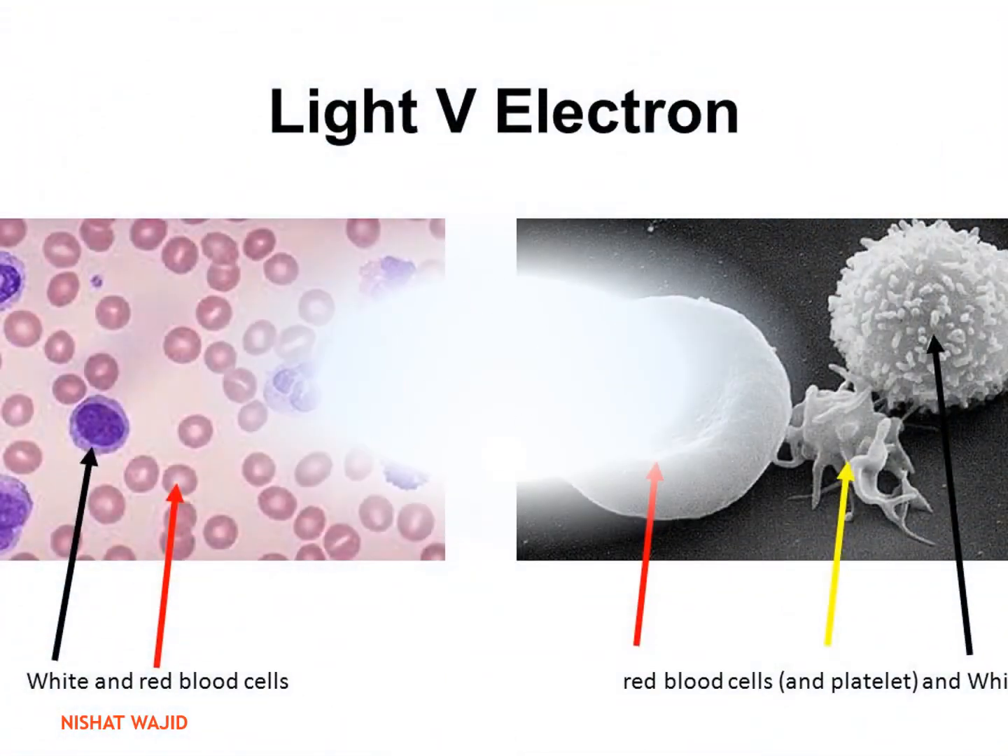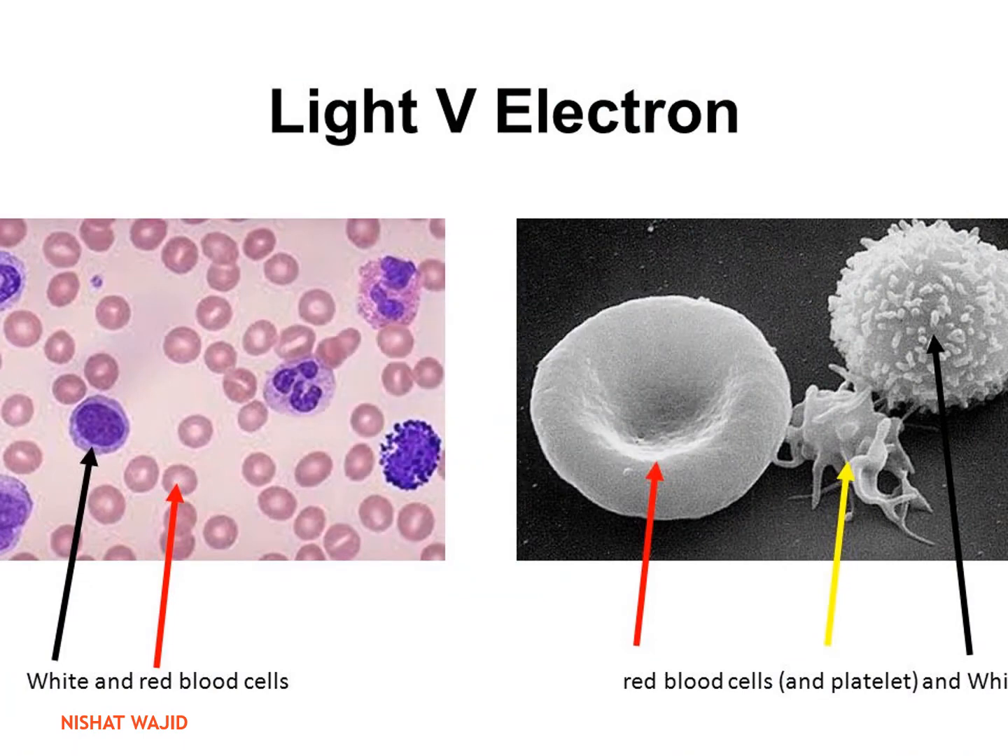In this view you can see micrograph of human blood taken by light microscope on the left side and by electron microscope on right side. It is so clear that electron microscope is showing clearly human blood cells as compared to light microscope. Even platelets are visible in the micrograph shown by electron microscope.